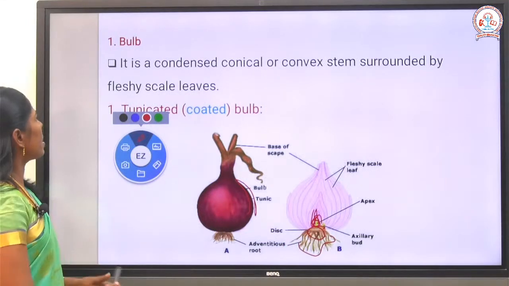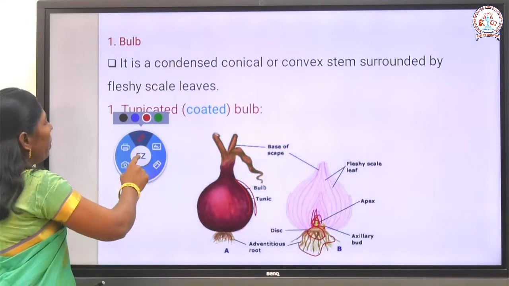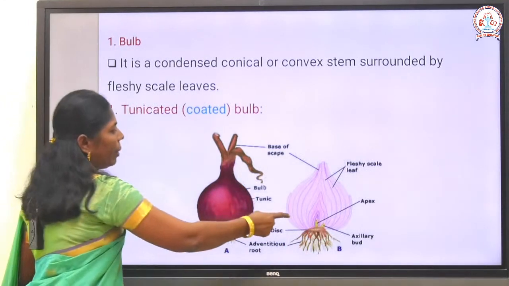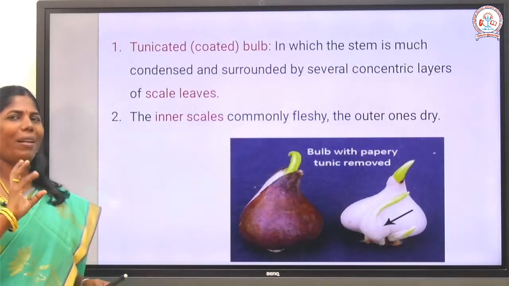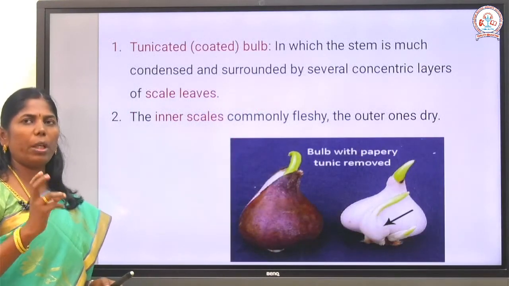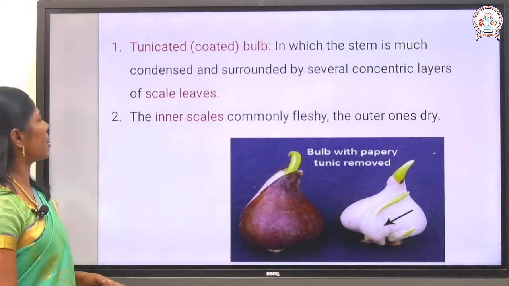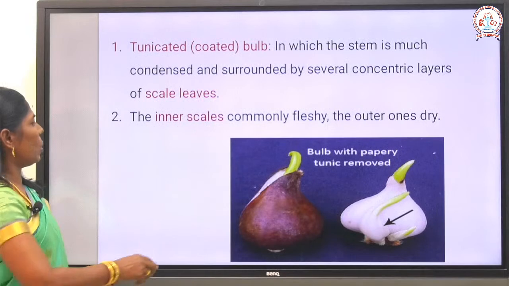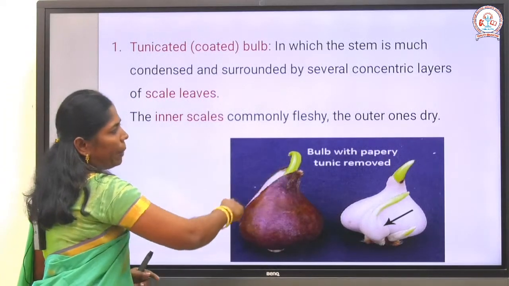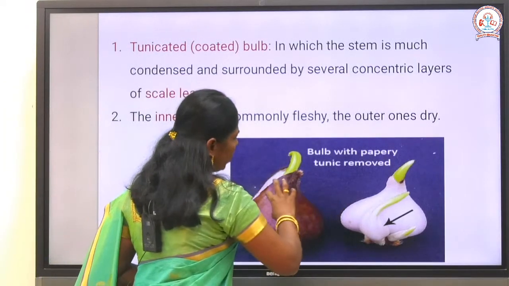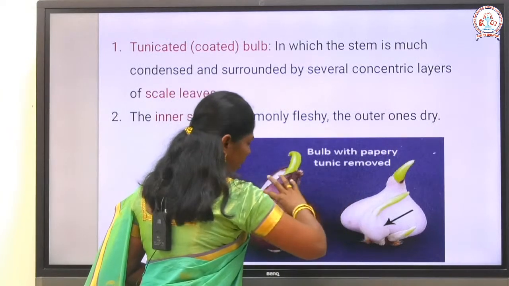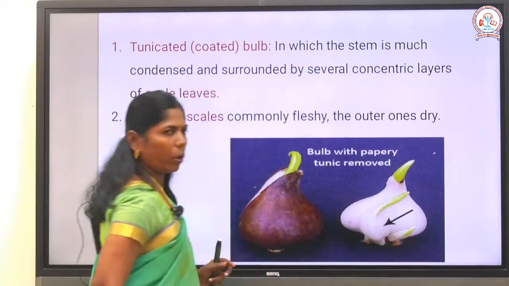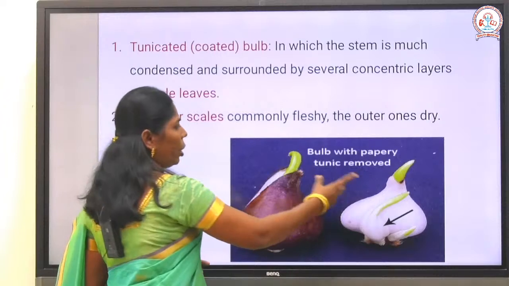So onion is an example for a bulb. Tunicated bulb means so many concentric layers surrounded one another. In a tunicated coated bulb the stem is contained; we already studied that the bulb is with the papery tunic. Here we have removed the tunic, that is, we have removed the scaly leaves.